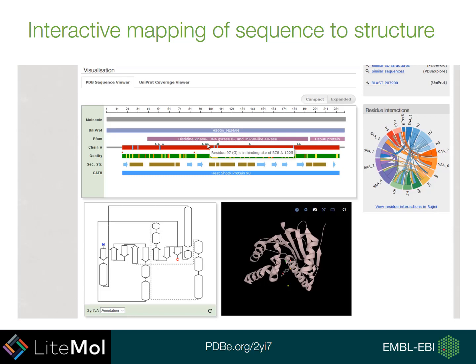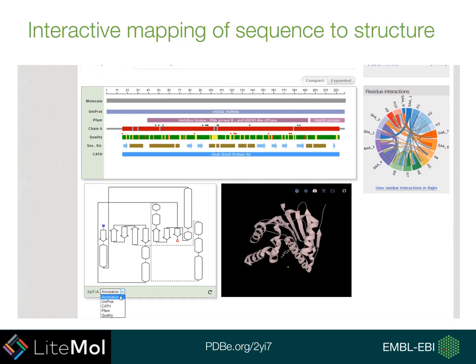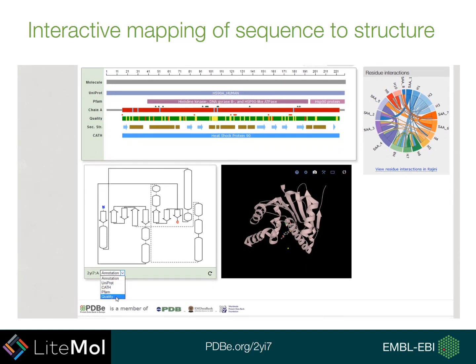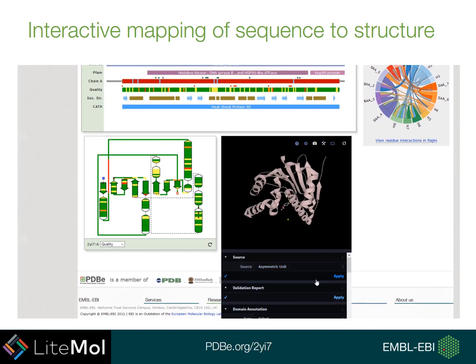Again, below this bar, you have a quality bar, and this is linked to our validation reports, with red showing particularly a large number of outliers. And again, this is all interactively linked. And you can also show this in the 2D topology diagram by navigating here to quality, and this will show it on this picture here. And this can also be set in LiteMol if you open the tools and click on apply for validation report.